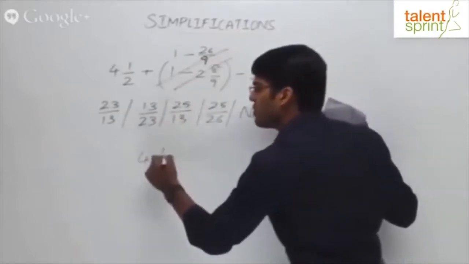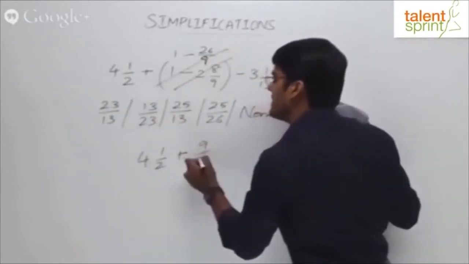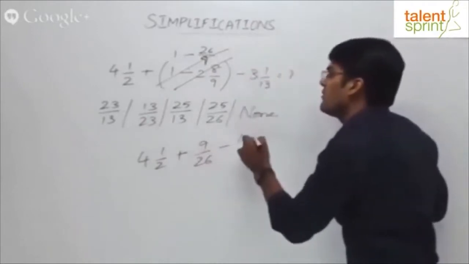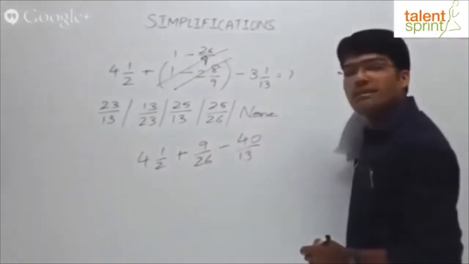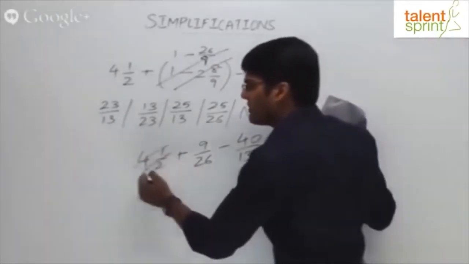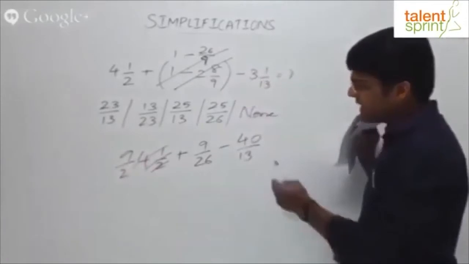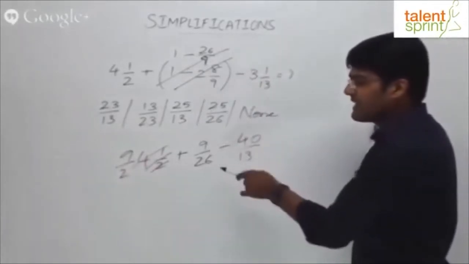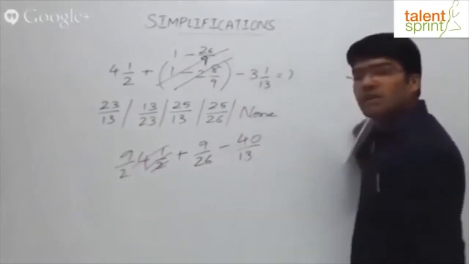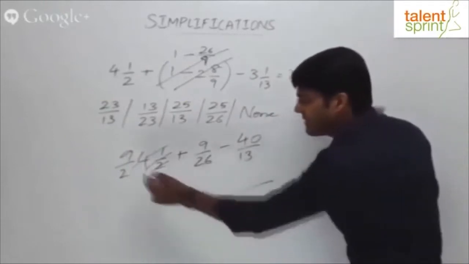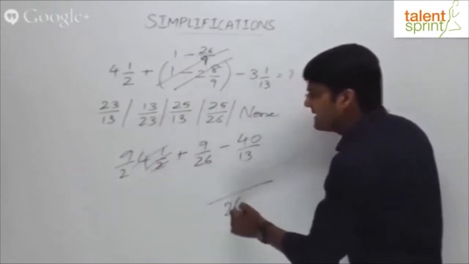9 by 26. So 4 1 by 2 plus 9 by 26 minus 3 1 by 13 can be taken as 39 plus 1, 40 by 13. Right? And 4 1 by 2 can be taken as how much? 9 by 2. This part is 9 by 2. Now try to look at this: 9 by 2 plus 9 by 26 minus 40 by 13. You have to take the LCM there, right? Going by that, what is the LCM here? 26 is the LCM.